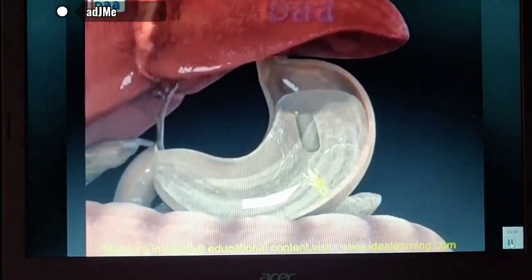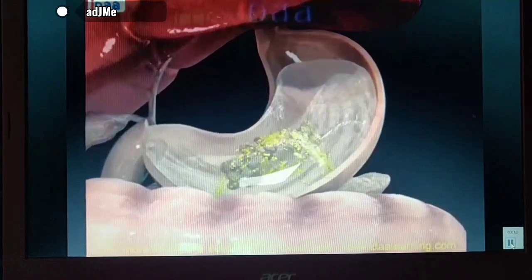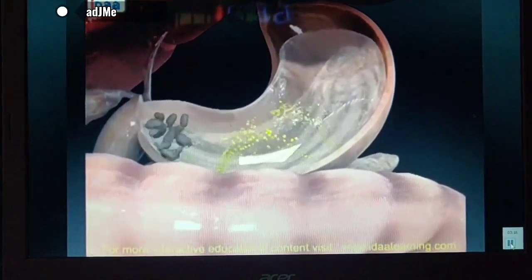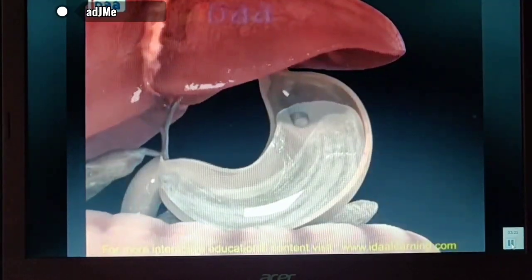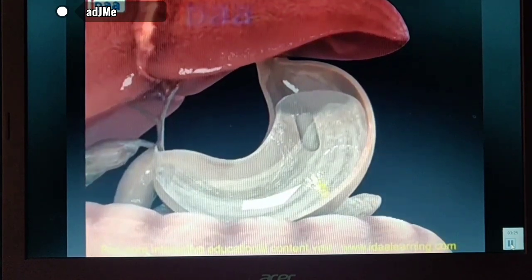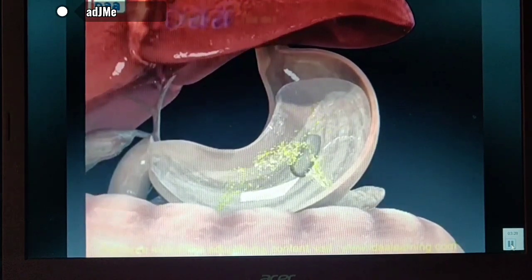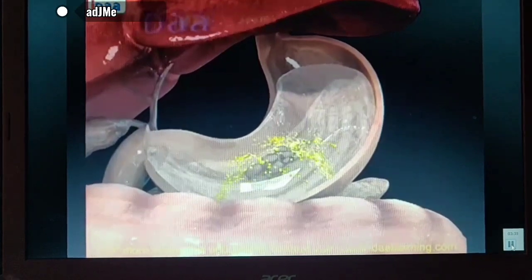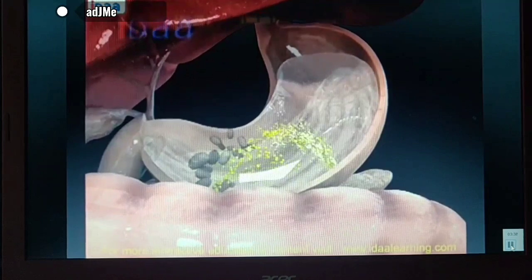To protect ourselves from the effect of hydrochloric acid, whose pH in our stomach is 2, which means it is highly acidic in nature, God has gifted us with another alternative named mucus. So this mucus lining found in the internal part of our stomach protects us from the effect of hydrochloric acid.